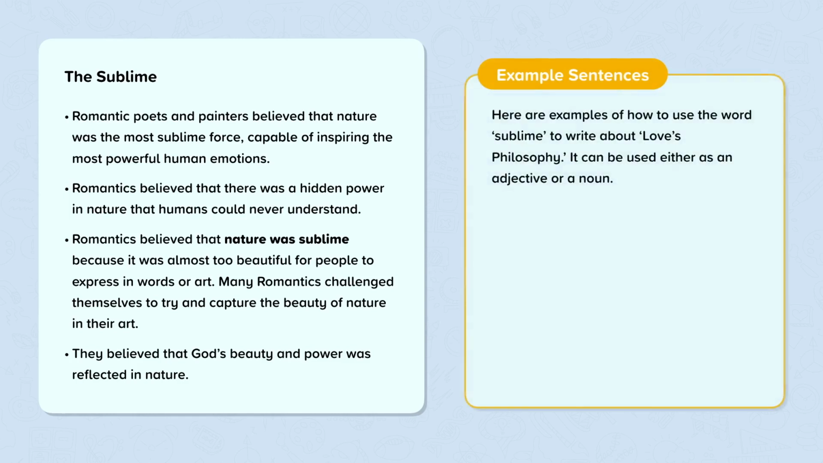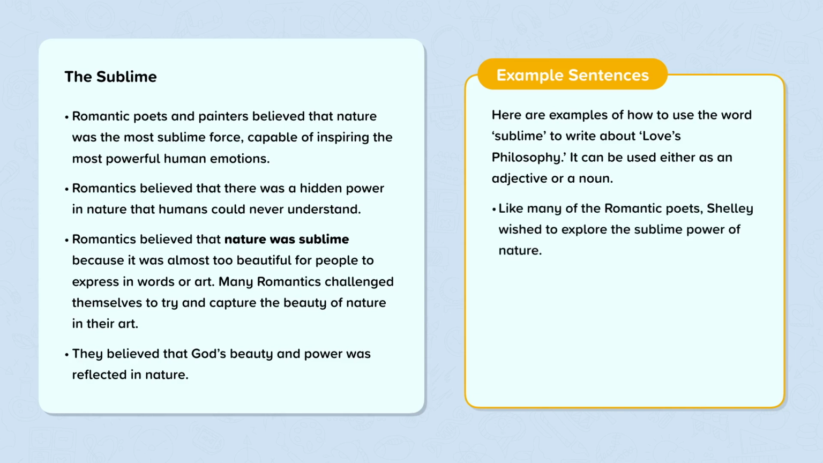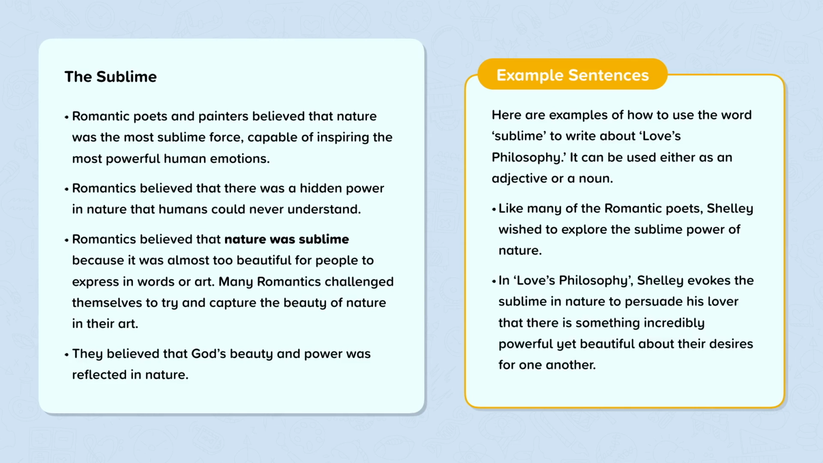We're going to look at some example sentences of how to use the word sublime. More specifically, here are some examples of how to use the word sublime to write about Love's Philosophy. It can be used either as an adjective or a noun. Like many of the Romantic poets, Shelley wished to explore the sublime power of nature. In this example, sublime is used as an adjective to describe the power of nature.